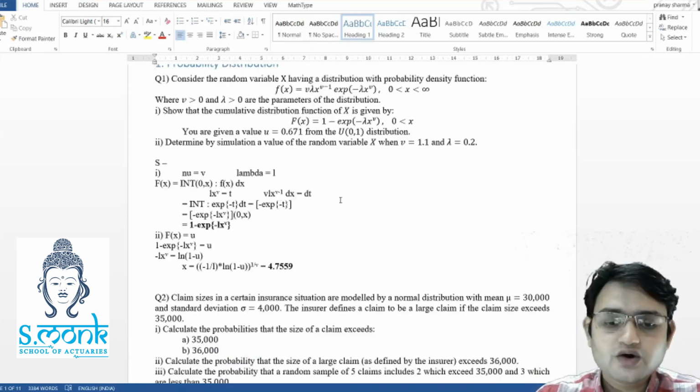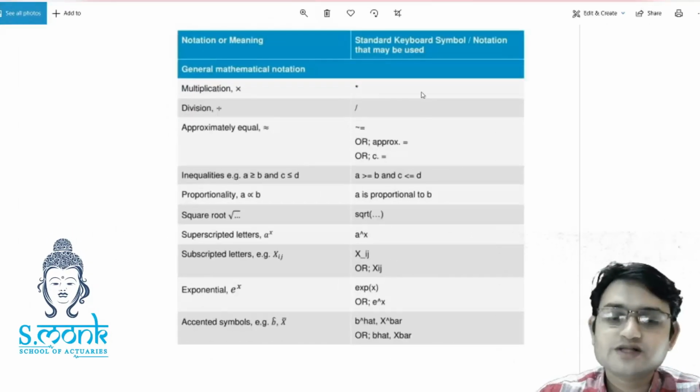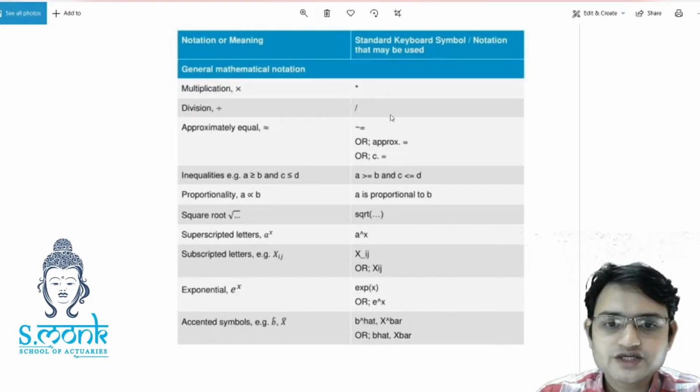Now let's go to the sheet that is provided to us by the institute. So here are some basic symbols that we can use directly. Our multiplication, division, you can see the approximately, you can use this similarity sign. Then inequalities, you can see less than equal to, greater than equal to. I'll talk about not equal to later on. Proportionality, you can directly write is proportional to, especially when we are talking about our posterior distribution. Square root, SQRT.